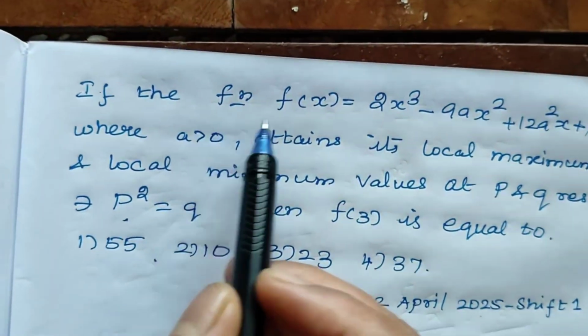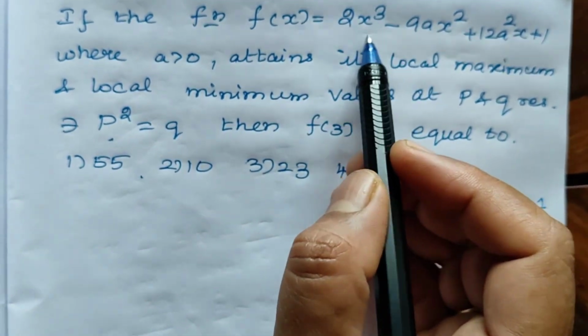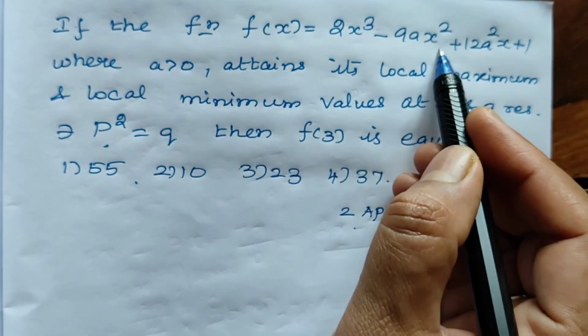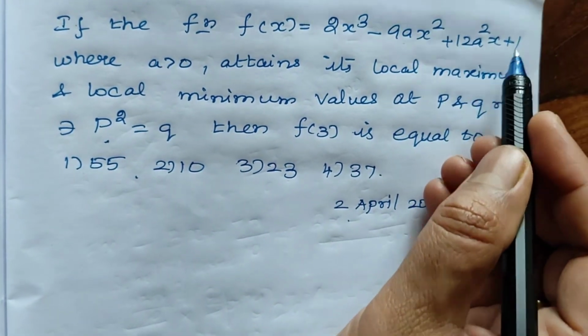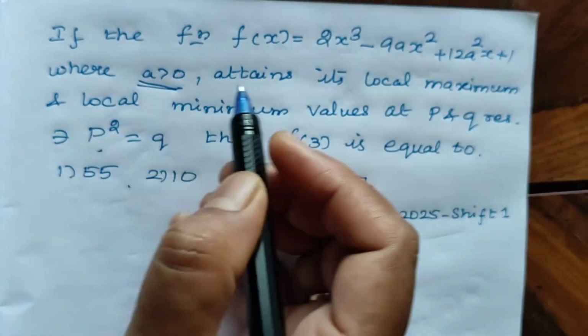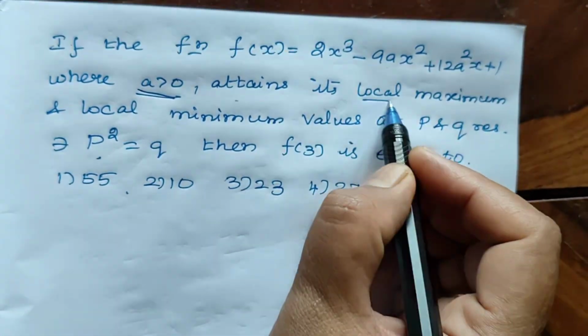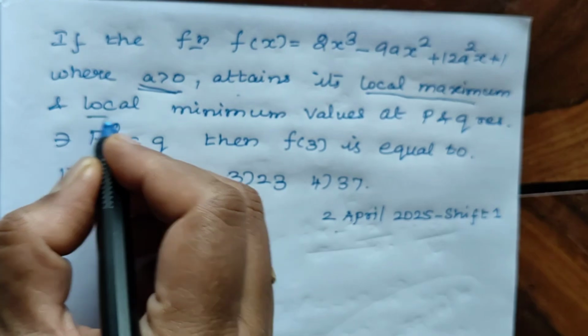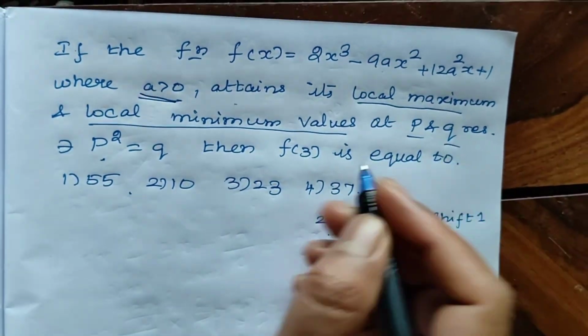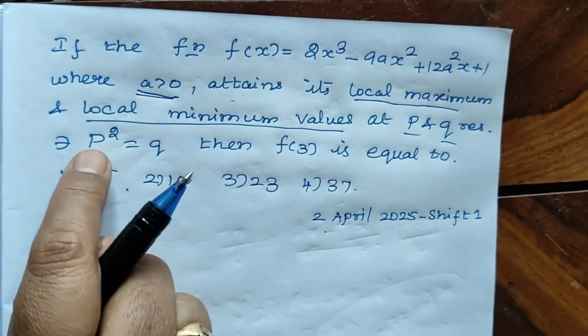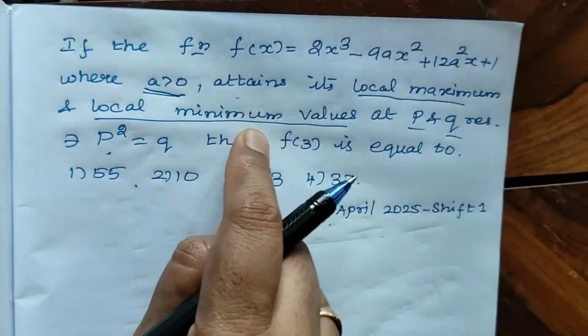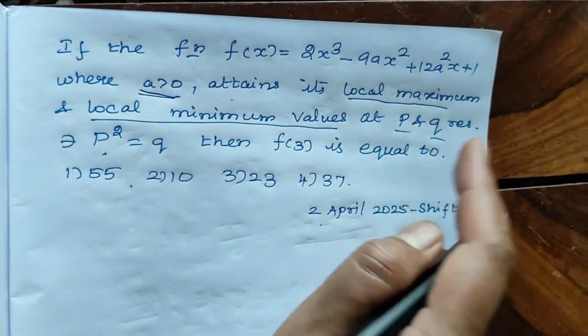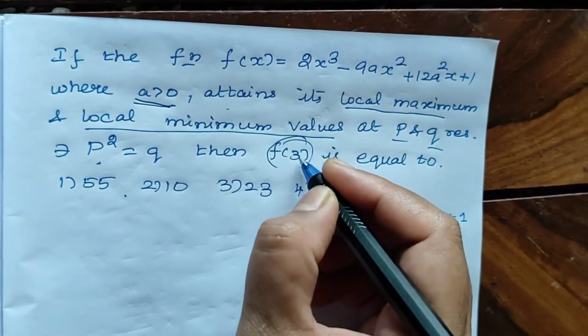The question is: if the function f of x equals 2x cube minus 9ax square plus 12a square x plus 1, where a is greater than 0, attains its local maximum and local minimum value at p and q such that p square equals q, then f of 3 is equal to. So here it is asked to find f of 3.